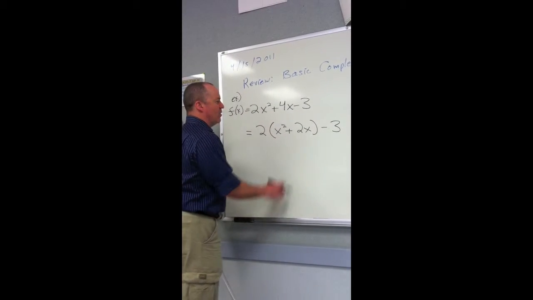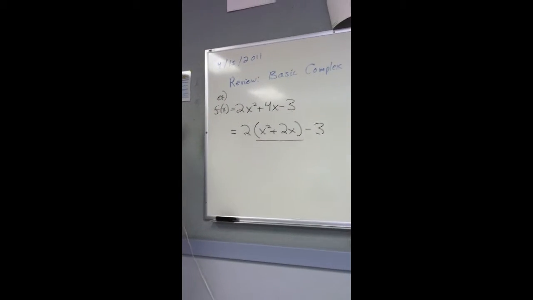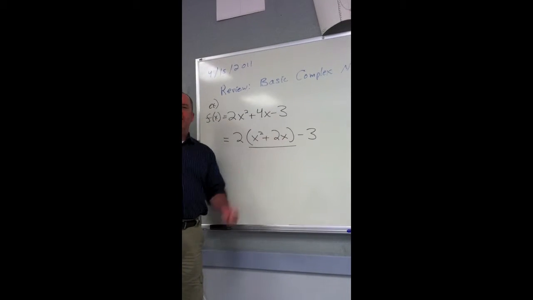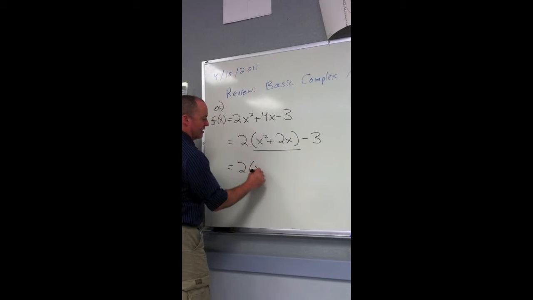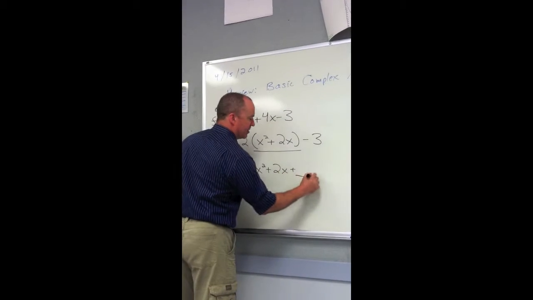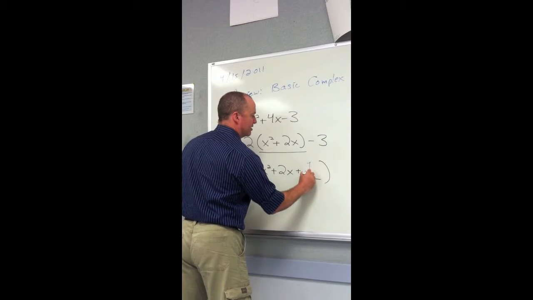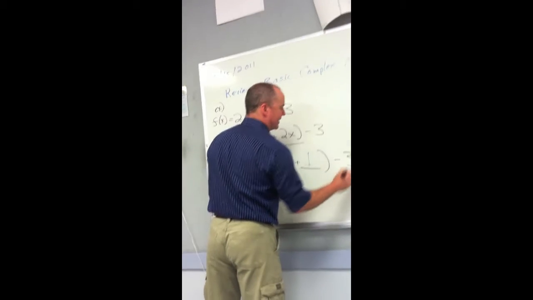Okay? I want to complete the square inside this parentheses. So what would I like to have at the end of this? You want a plus 1. I'd like a plus 1 in there. Plus, I was going to put a blank in, but Johannes answered it too fast. I'm going to switch colors here. Plus 1. Now, I still have this minus 3.